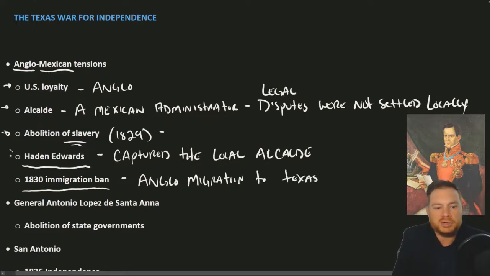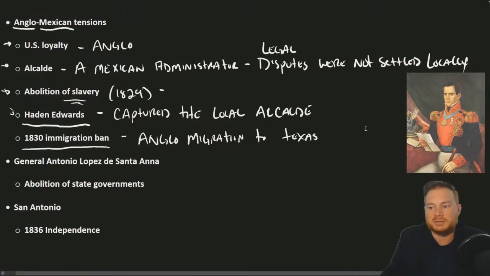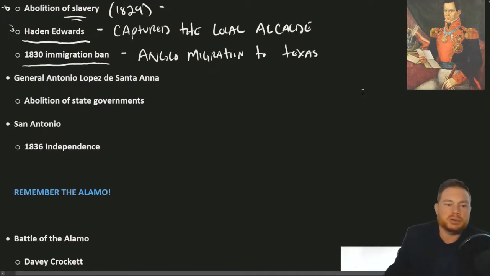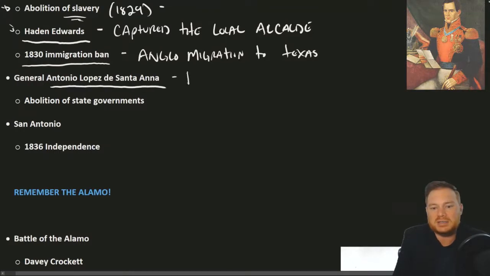This brief revolt led by Hayden Edwards was put down, but it was evidence that there were more problems on the horizon. Now, in the midst of all this tension, General Antonio Lopez de Santa Anna became the president of Mexico.